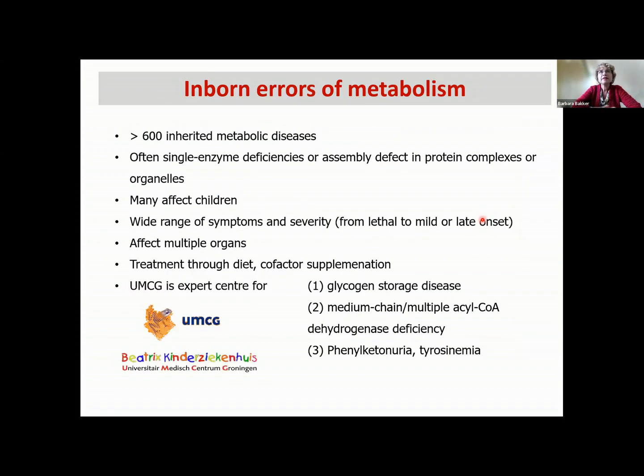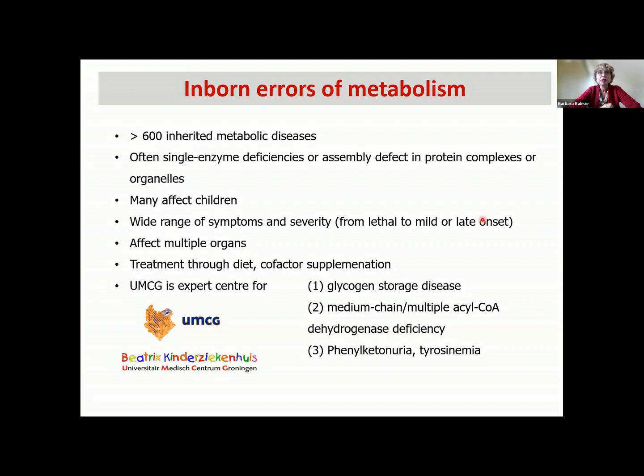But when we focus on the inherited metabolic diseases, I think this slide is totally outdated, because there are not more than 600, but more than 1,800. They're often single enzyme deficiencies. Sometimes they are assembly defects in protein complexes or whole deficiencies of an entire organelle, like a peroxisome. Many of those affect children because they are so central in our cellular function. The symptoms can range very widely, and also the severity from lethal to mild or late onset. This may even be the case with the same mutation, so two siblings may have very different symptoms and disease severity.